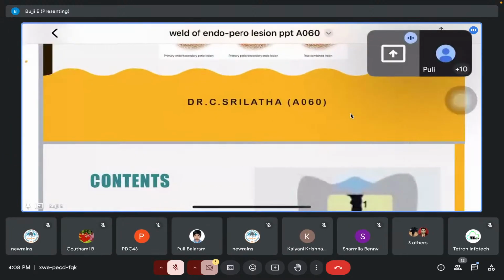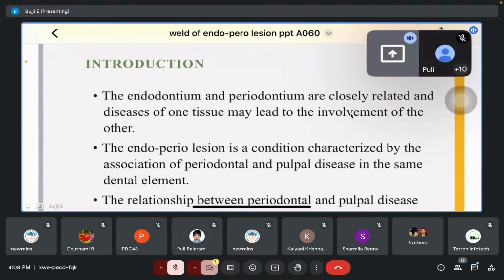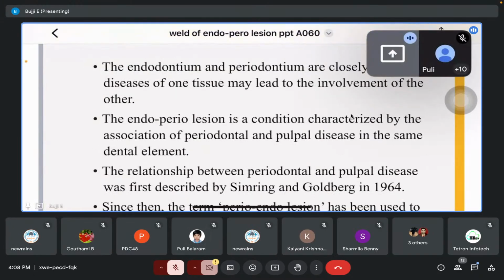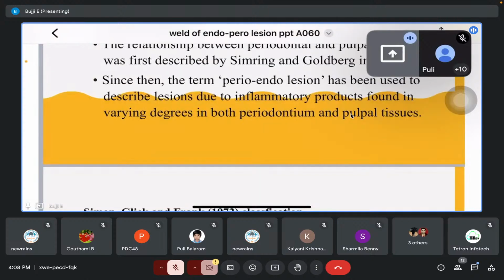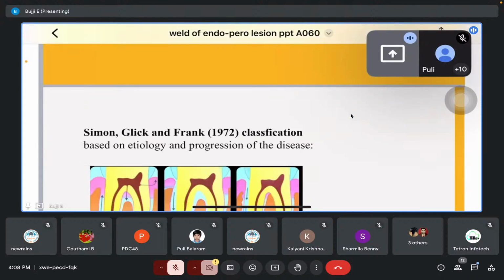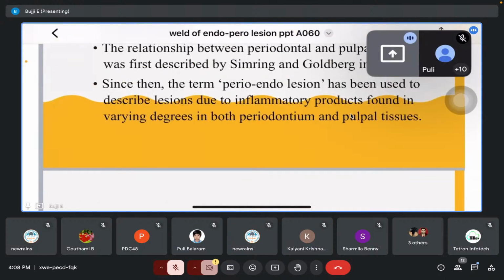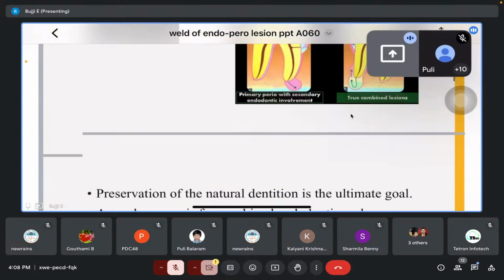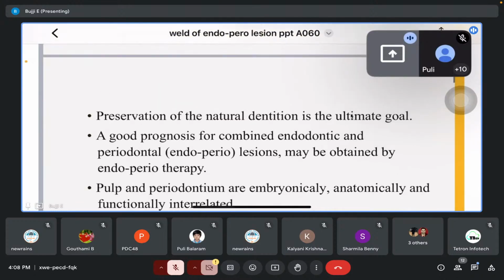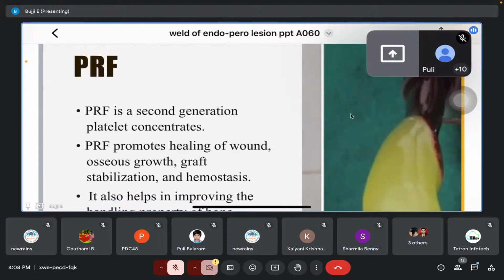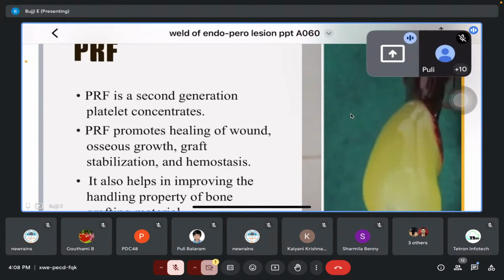Endodontium and periodontium are closely related, and one of them may lead to involvement of the other. The endo infection leads to the perio problem, and the perio infection leads to the endo problem. So we have to treat both endodontically and periodontically to achieve good results. The ultimate goal is preservation of natural dentition. So we are here using PRF and bone graft as regenerative materials.